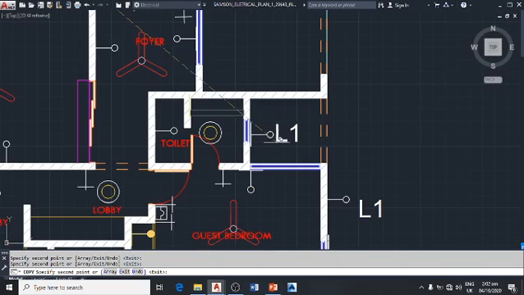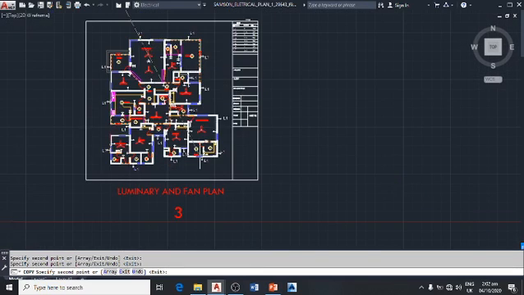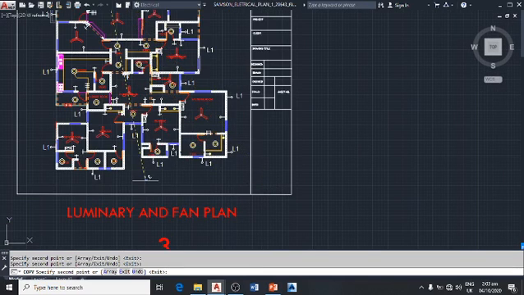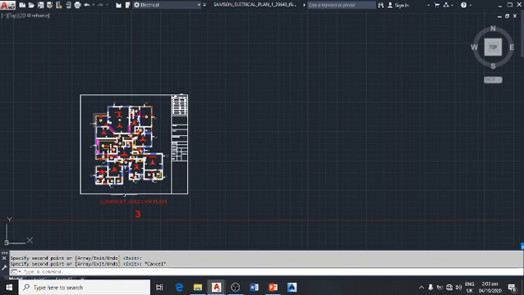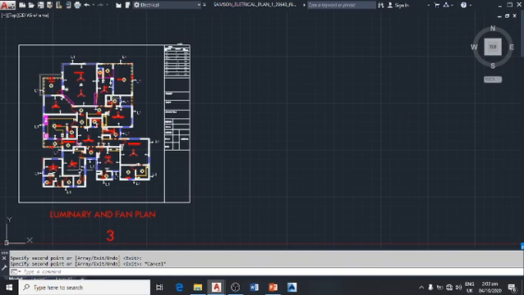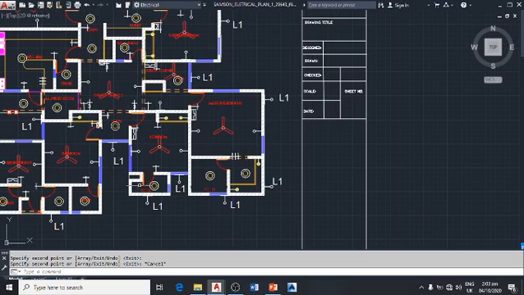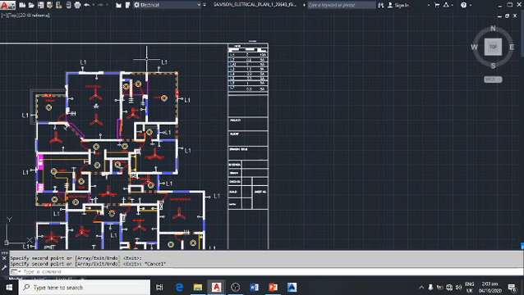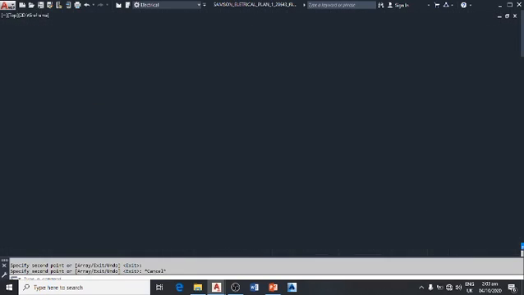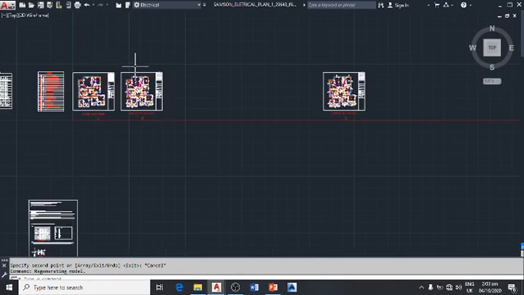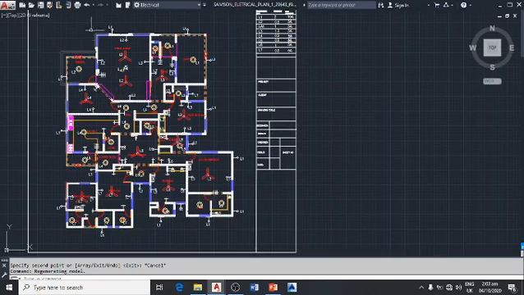There's one here, 17. Okay, these are the luminaries. We have 17 lights, including the lights across the perimeter of the building. So at 17, if each of them is using about 100 watts, you are having about 1700 watts.